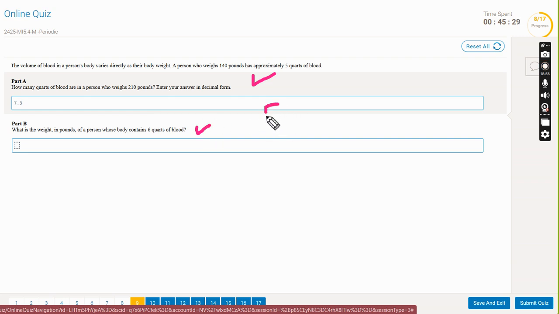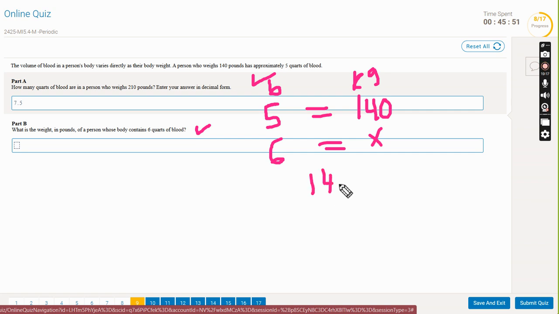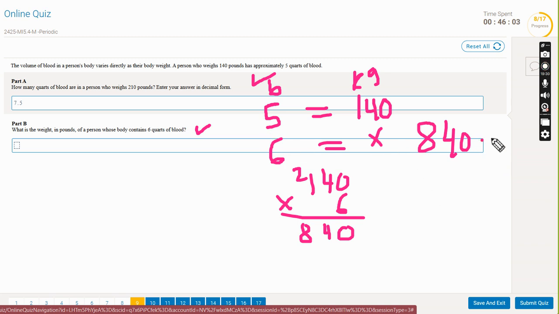So 5 quarts of blood, so let's write blood here, B, is equal to 140 pounds. At the bottom, 6 quarts is given to me as the blood, and X is missing. So I can just directly do this, 6 times 140. 6 times 0, 0, 6 times 4 is 24, 4 here, 2 up, 840. 840 divided by 5, right? Because it's going to be equal to 5x.